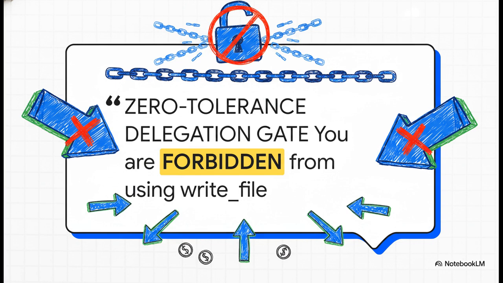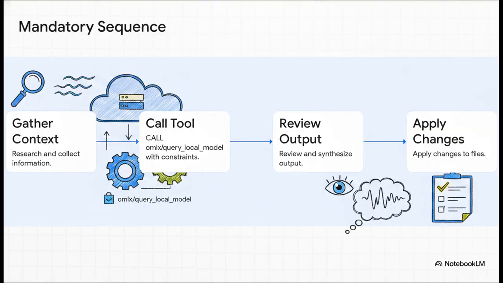Because if we don't enforce this golden rule, the hosted model is just going to eagerly write all the code itself, and bam, charges for all those tokens. So we're basically forcefully handcuffing it, limiting its capabilities so it has absolutely no choice but to delegate. This sets up a strict mandatory sequence that the system has to follow.